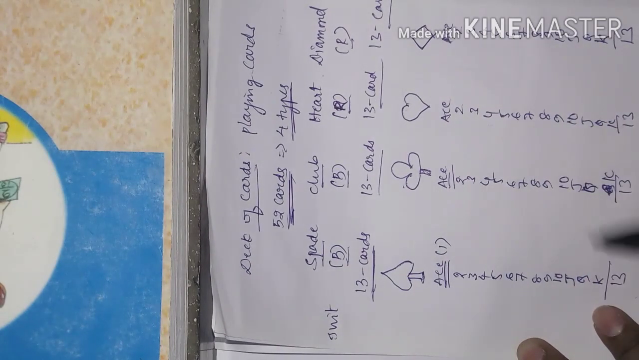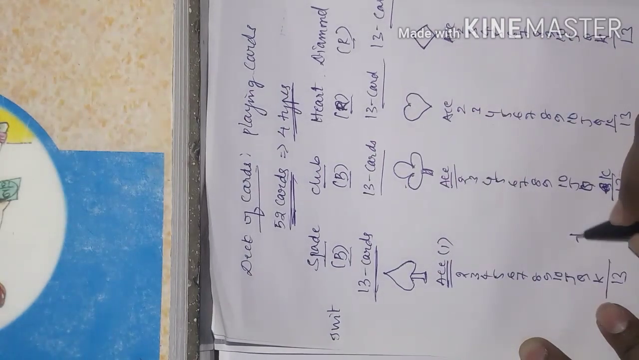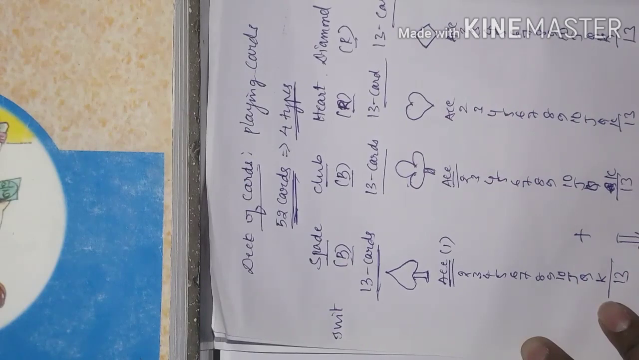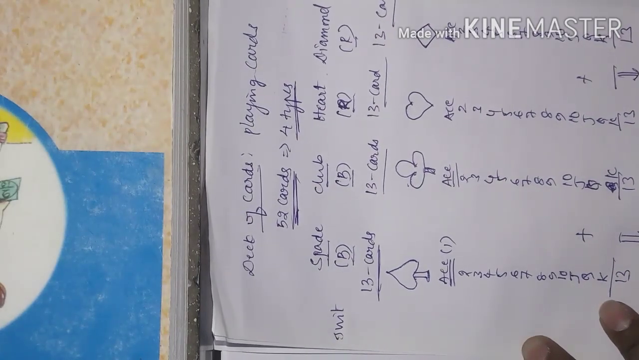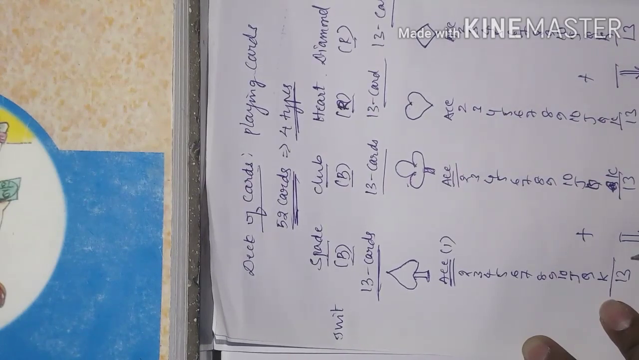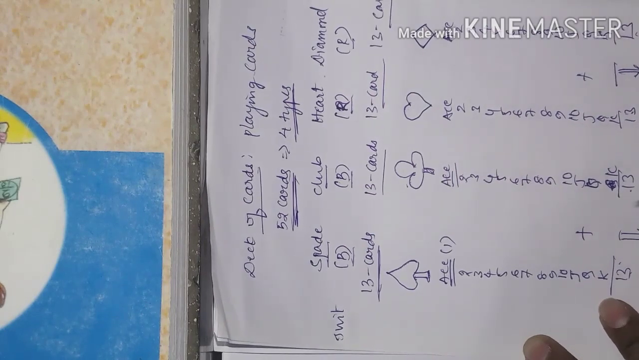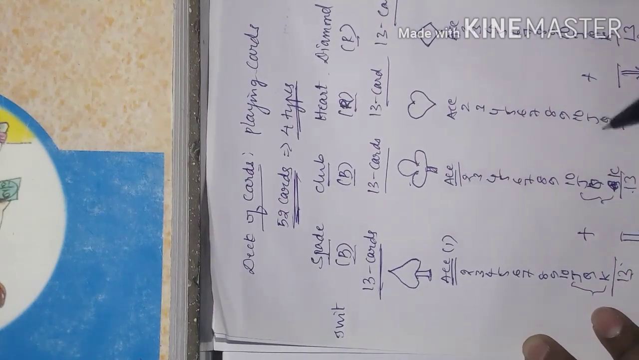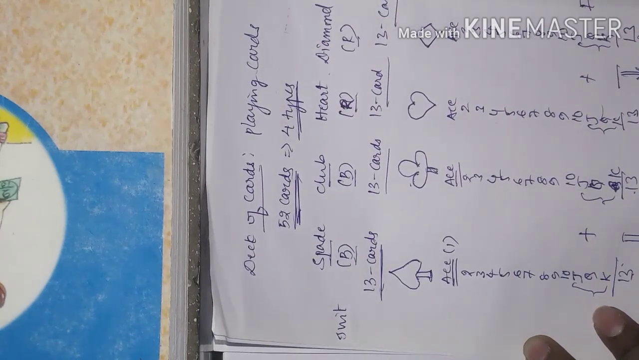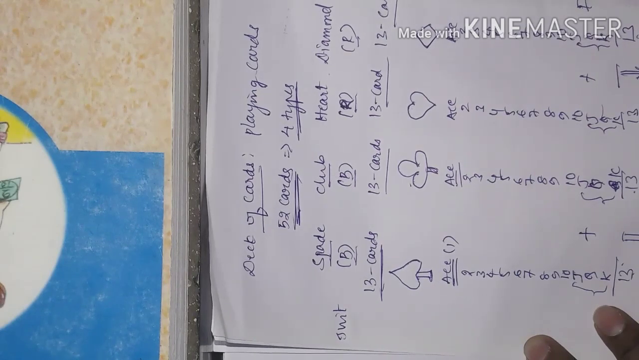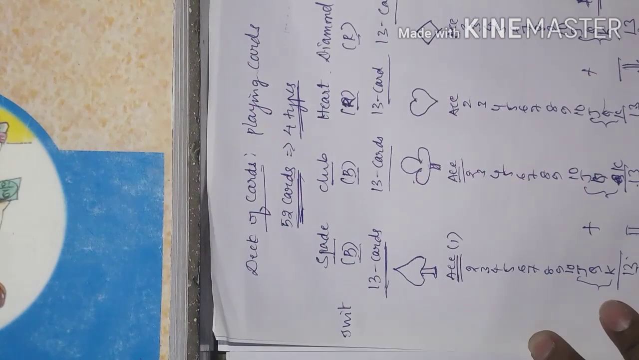So how many black cards are there? Black cards means club and spade. Together we have 26 cards here. And how many red color cards are there? Together 26 cards are there, heart and diamond. And these 3, jack, queen and king, from each suit we call as face cards. These are called face cards.